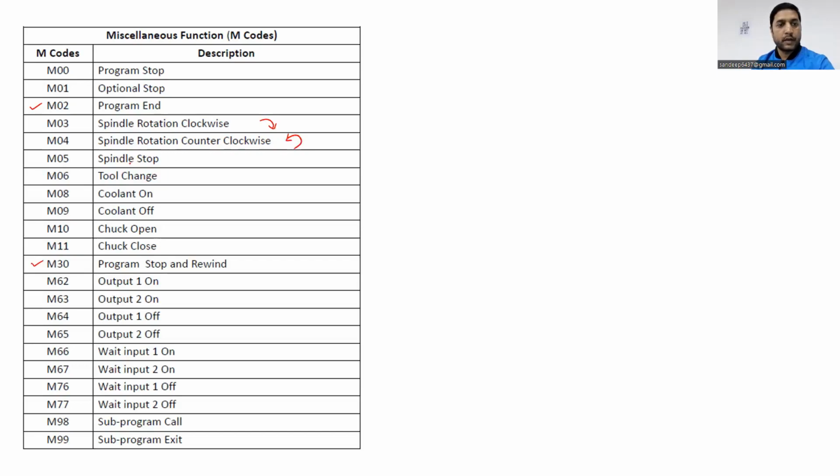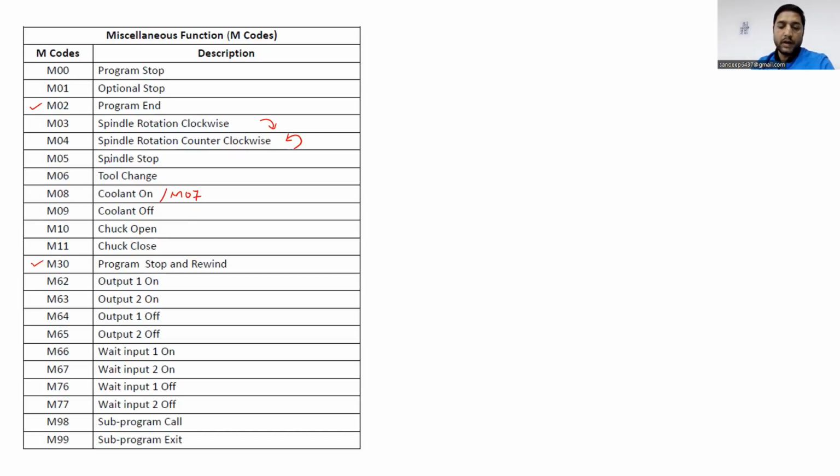Then we have M05 for spindle stop. Then we have M06 for tool change. M08 is for coolant on, and there is one more code which is used to turn on the coolant, which is known as M07. So what is the difference between M07 and M08?